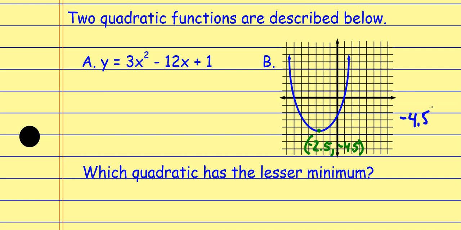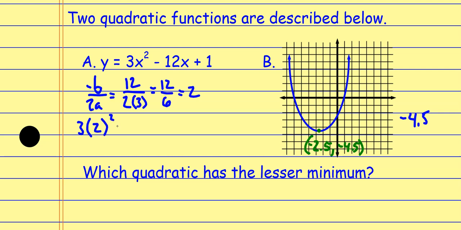To find the minimum of the other one, remember the minimum is the same thing as the vertex. Maximum is also the same thing as the vertex. So to find it when it's in standard form, remember I have to do the opposite of b over 2a. So the opposite of b is a 12. 2 times a, which is a 3. So that's 12 over 6, which is a 2. Now that's just the x value, which is not what I'm looking for here. I'm looking for the y value. So I have to plug that back in. So I'm going to plug that guy in for x.